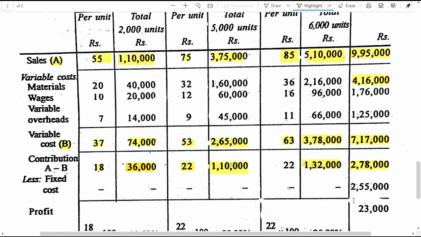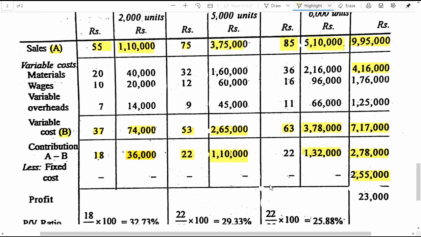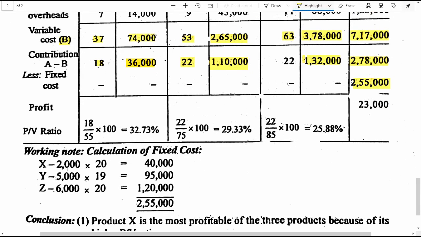From the contribution, if you subtract the fixed cost, you get profit. The fixed cost comes in total to 2,55,000. How is it calculated? Look at the working down here. When the factory manufactures 2,000 units of X, it is 20 rupees of fixed cost per unit. Therefore, multiply these two, and you get the total fixed cost incurred for manufacturing 2,000 units of X. It comes to 40,000. Similarly, when the factory produced 5,000 units, it is 19 rupees fixed cost per unit. If you multiply both, you get the total of 95,000 rupees fixed cost in relation to product Y.